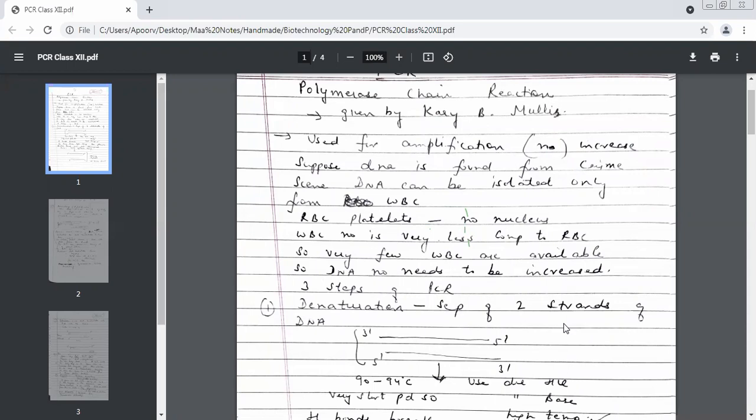So when hydrogen bonds break, your double-stranded DNA will convert into how many strands? Single strands. Yes. How many single strands? 2. Two single strands. So your first step is done, that is denaturation. You have changed the original structure of DNA.